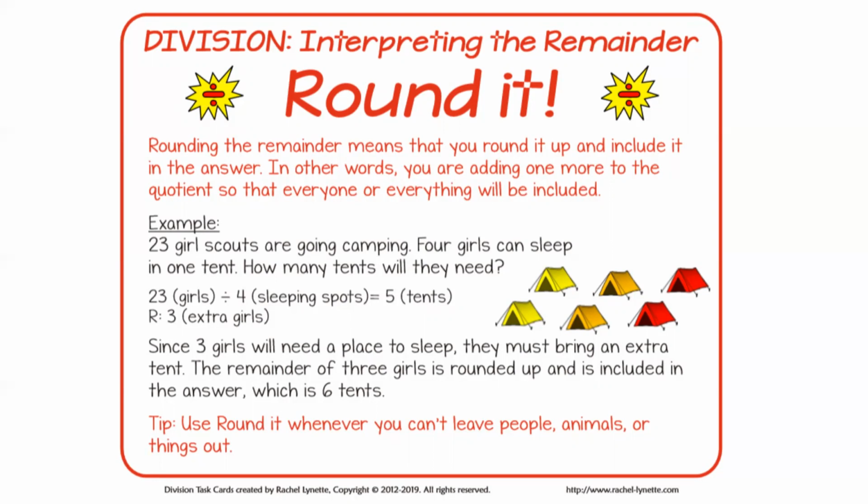Each tent holds 4 girls, so let's count by 4s as you point to the tent. 4, 8, 12, 16, 20. 5 tents holds 20 girls. That's not enough because there's 23. If we get a 6th tent, 24 girls would have a place to sleep. So in this problem, even though the mathematical answer is 5 remainder 3, the final answer that answers the question is actually 6. They will need 6 tents to make sure that everyone has a place to sleep.